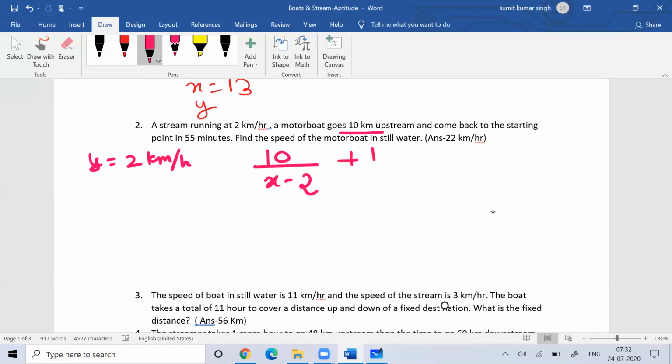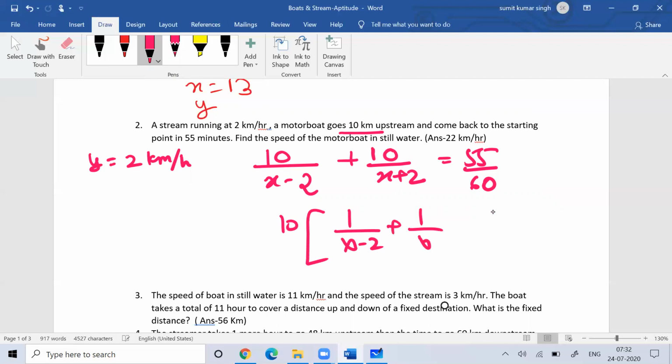When he's coming back, definitely it will come back in downstream. It went in upstream, and when he's coming back it will come in downstream, and the total time it will take is 55 minutes. 55 minutes if I convert into hour would be 11 by 12. So I can take 10 common. So I'm left with 1 by x minus 2 plus 1 by x plus 2.